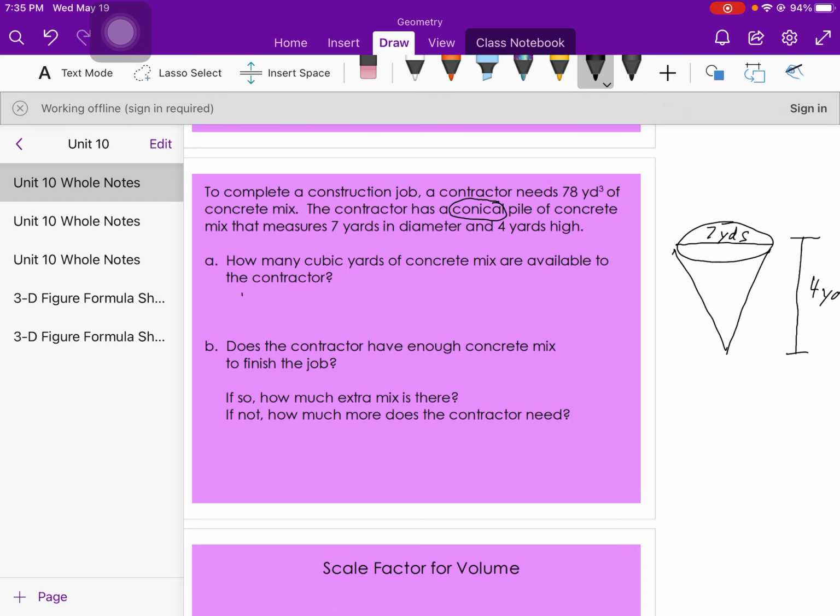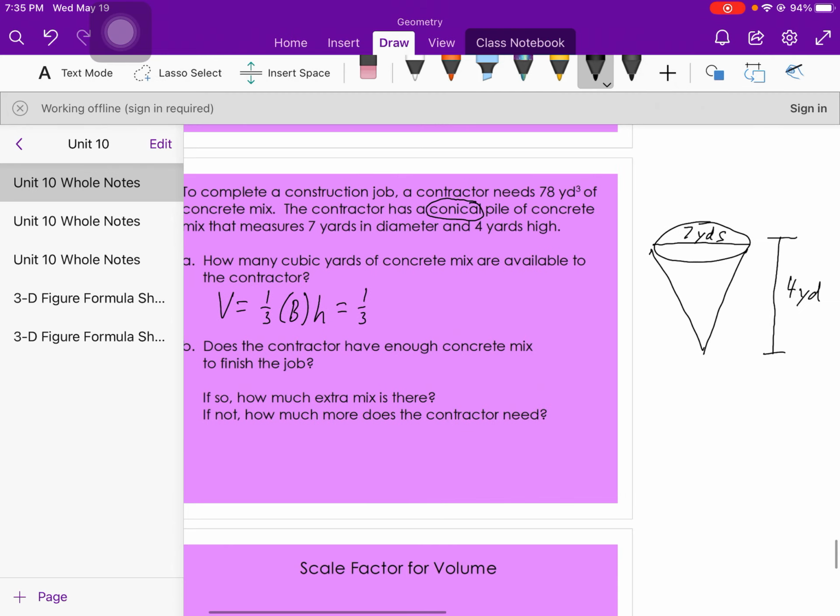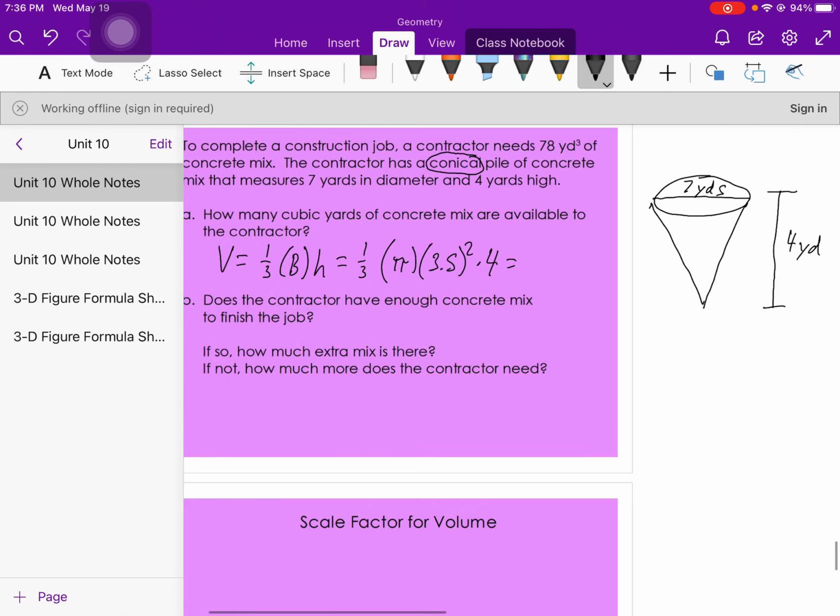Now, if you recall, the formula for volume, because we're thinking about how much it could fill, is going to be 1/3 base area times height. So 1/3, and then the base area of a cone is pi r squared. So pi times the radius squared. Now the radius is going to be half of 7, which is 3.5. So be careful on that part. And then the height is 4.